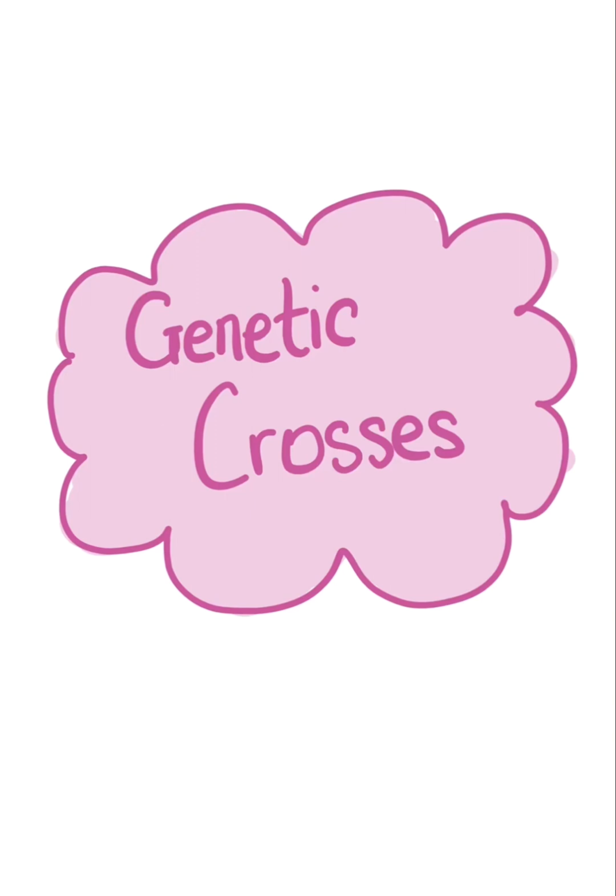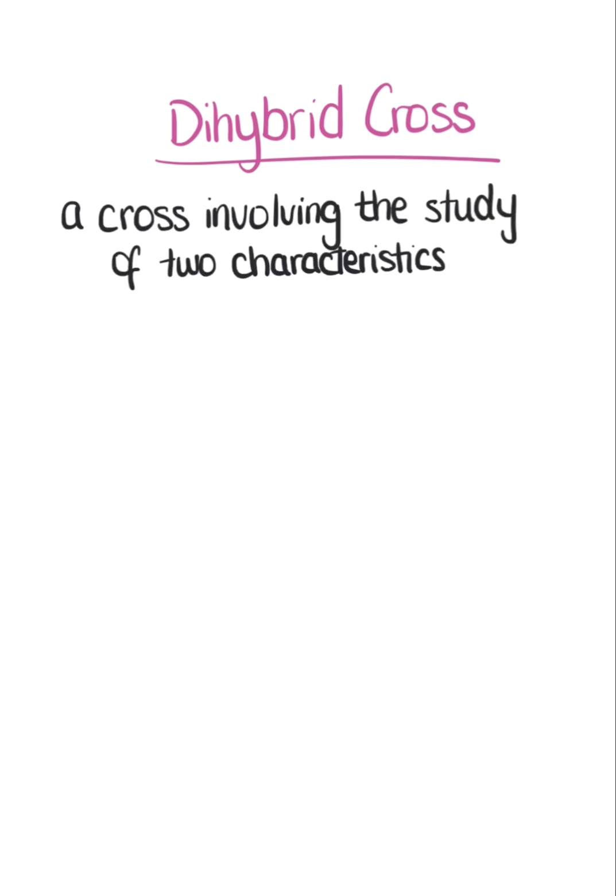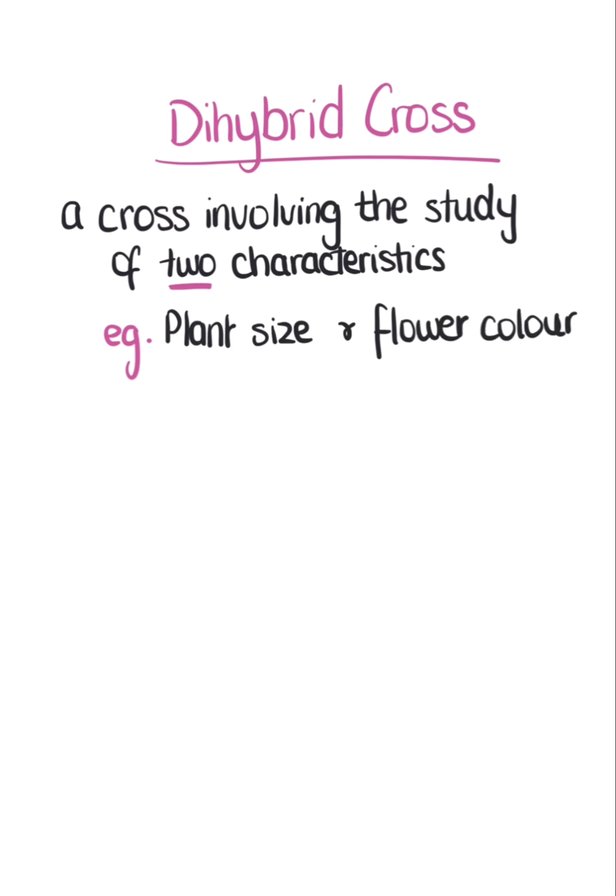This is a follow-on video from my previous genetic cross videos, and this video will look at dihybrid crosses. So previously we have been looking at monohybrid crosses, and monohybrid crosses involve the study of one characteristic at a time. What this video will show are dihybrid crosses, and a dihybrid cross involves the study of two characteristics. So say for example, plant size and flower colour.